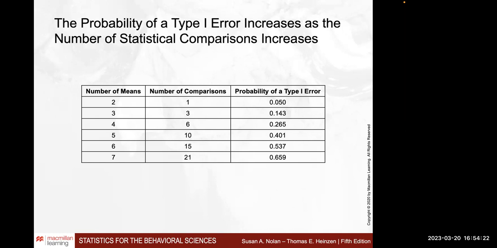And that goes up to basically, if you are comparing 6 different means, you have 15 comparisons, that's basically you're more likely to have a type 1 error than not. So yes.